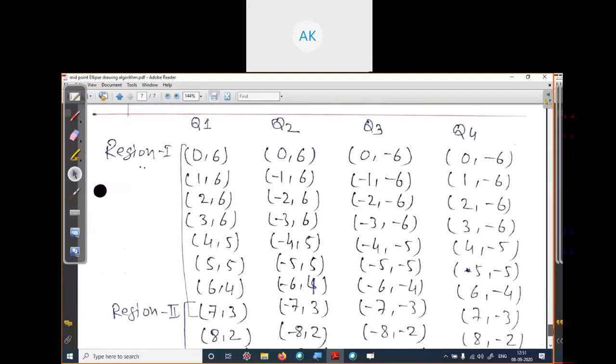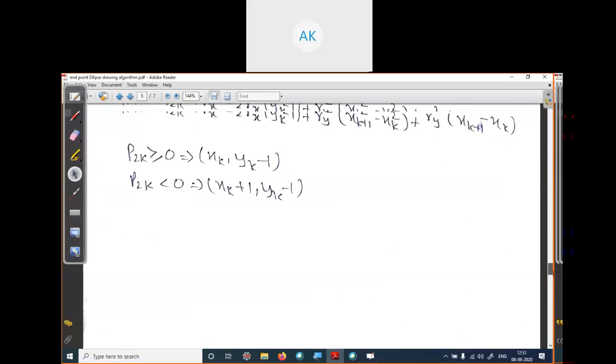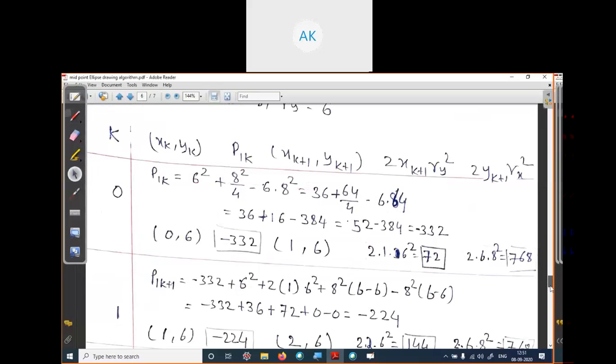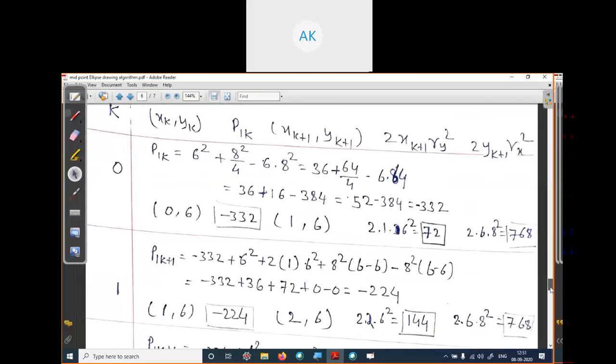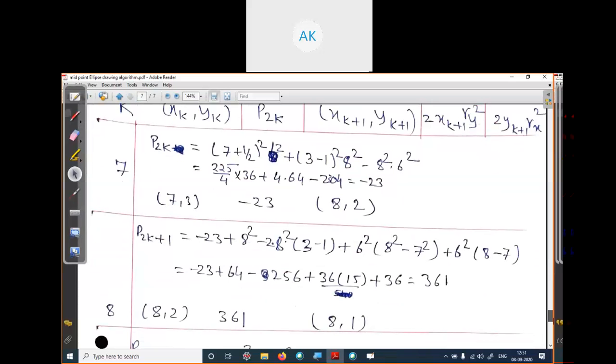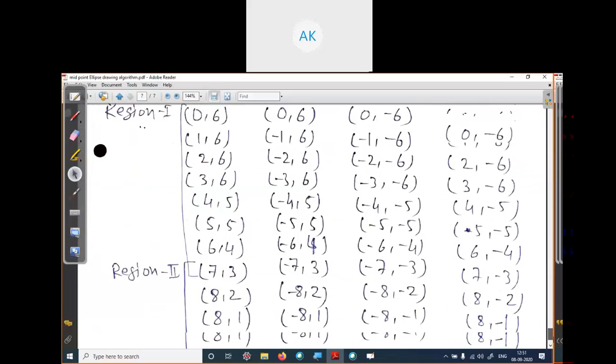So we have calculated the points in region 1 and region 2. In region 1, as you can see in this example, we have calculated 0,6; 1,6; 2,6; 3,6; 4,6; 5,5; 6,4. And in region 2, the points are 7,3; 8,2; 8,1.